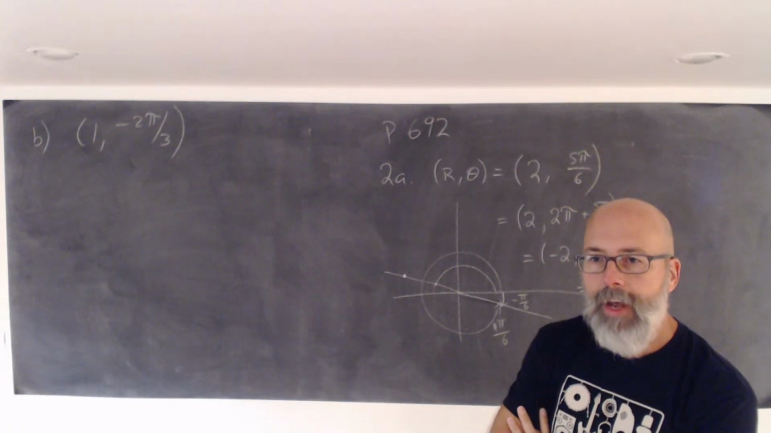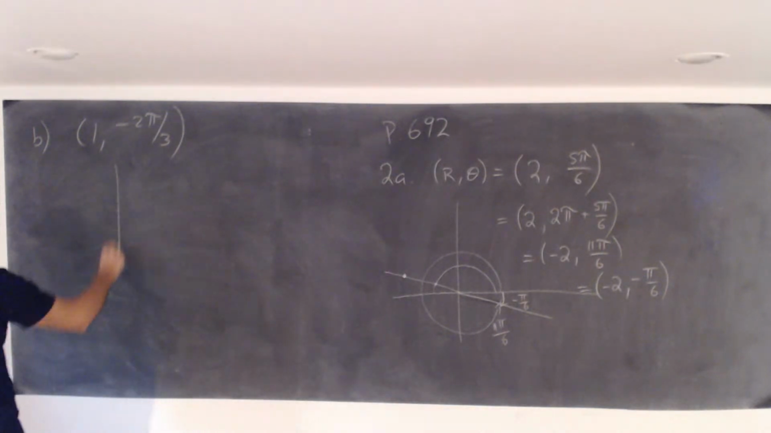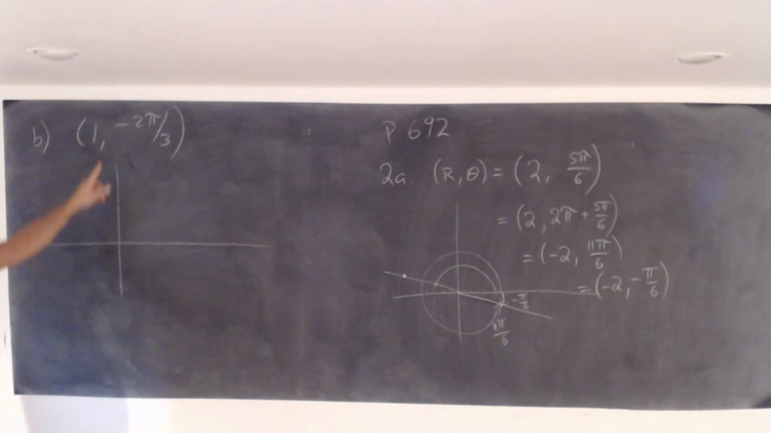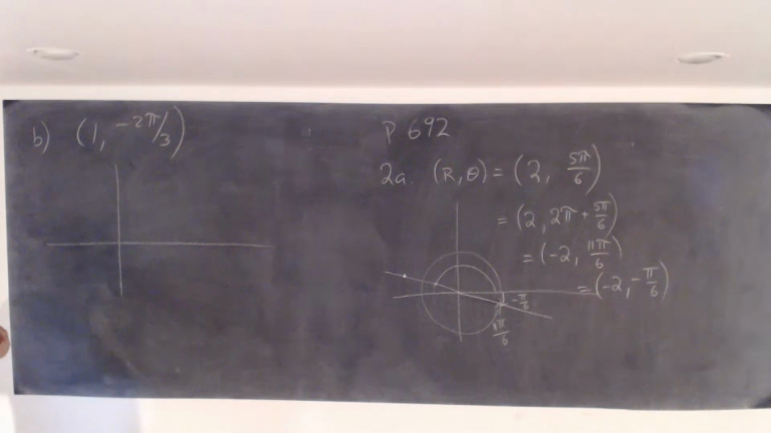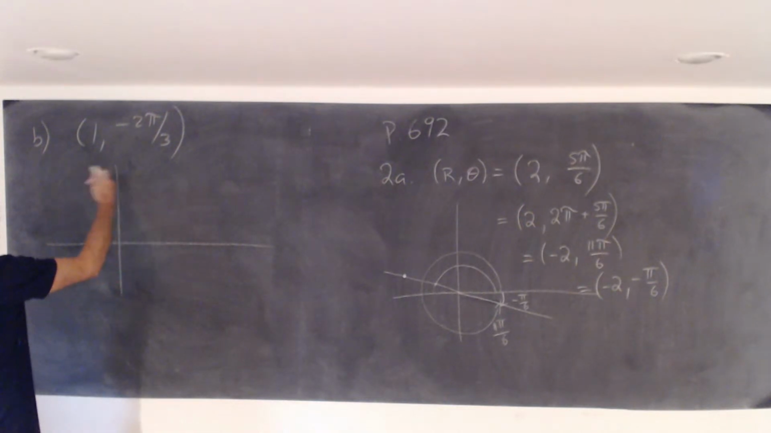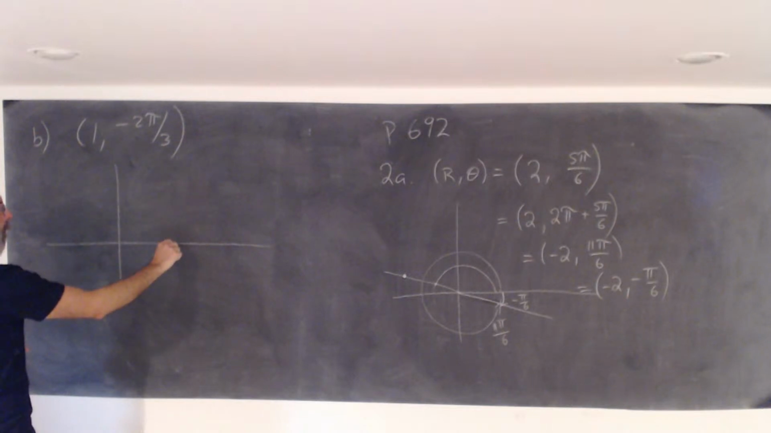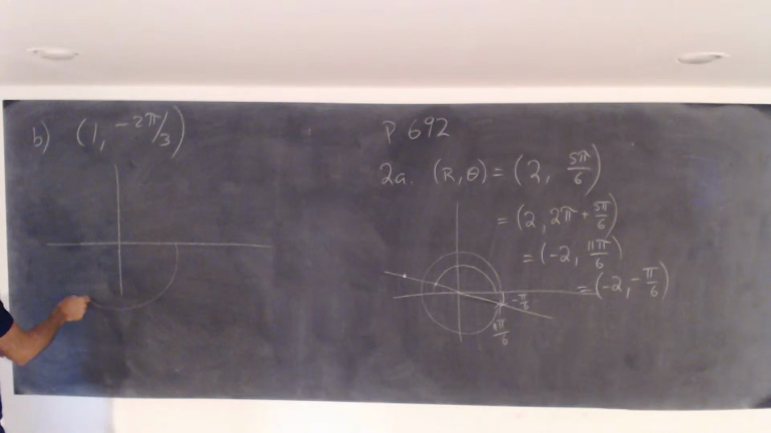Again, let's graph that. And then we are looking for, so theta is negative 2 pi over 3. So instead of going a direction of 2 pi over 3 in the positive, we're going to go 2 pi over 3 in the negative.